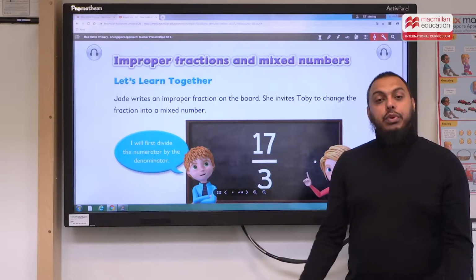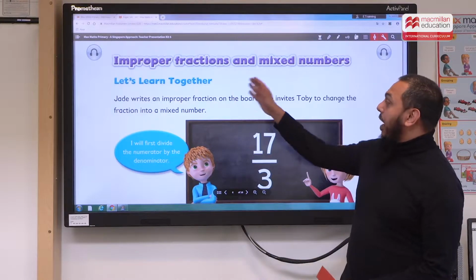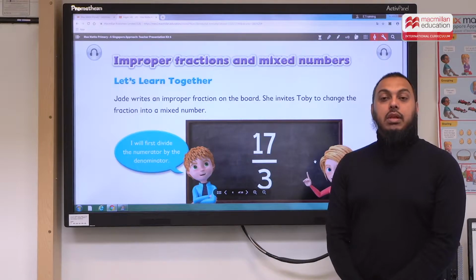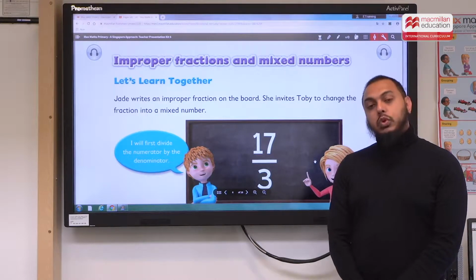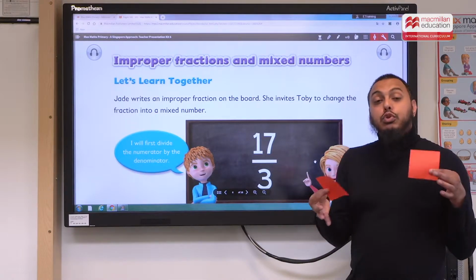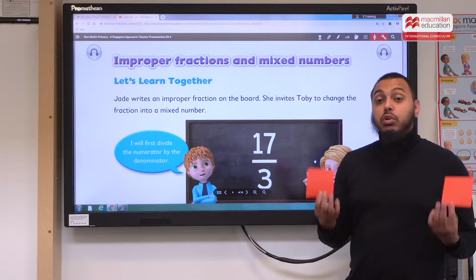Now that we've gone through the resources for the Stage 5 lesson on improper fractions and mixed numbers, we can start to summarize the lesson. Firstly, looking at the CPA approach. From the student book, we can think about 17 thirds and how to use concrete materials, simple concrete materials like paper, which all schools have.